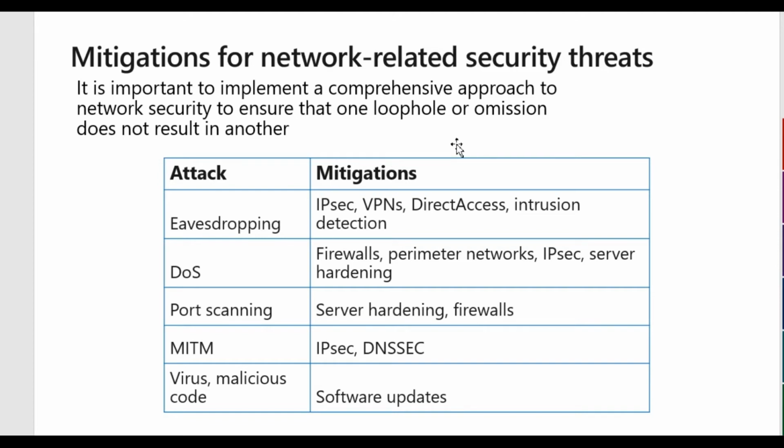So one of the things is encryption. If it is not encrypted, and if your network is not fully secure, then many attacks can come from outside. In order to stop that, you can configure IPsec protocol, VPN, DirectAccess, intrusion detection. All these things can mitigate eavesdropping. Eavesdropping means somebody tries to access your network from outside. It's kind of like a man in the middle attack.